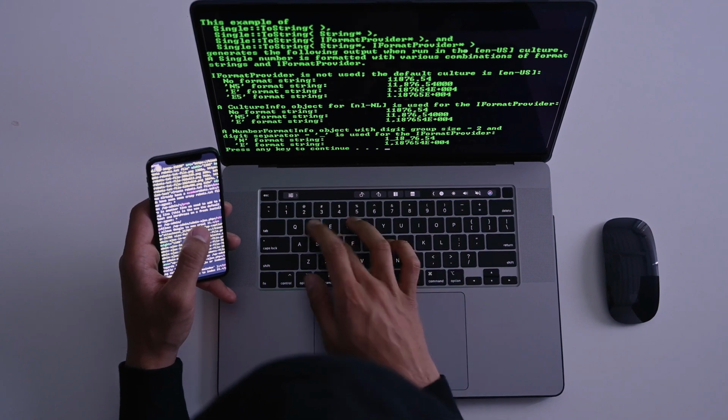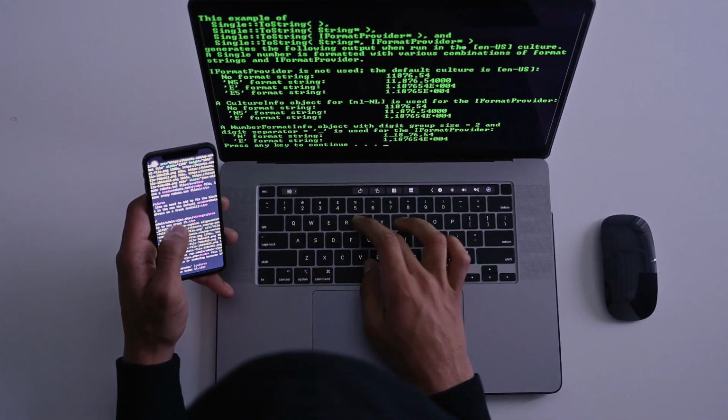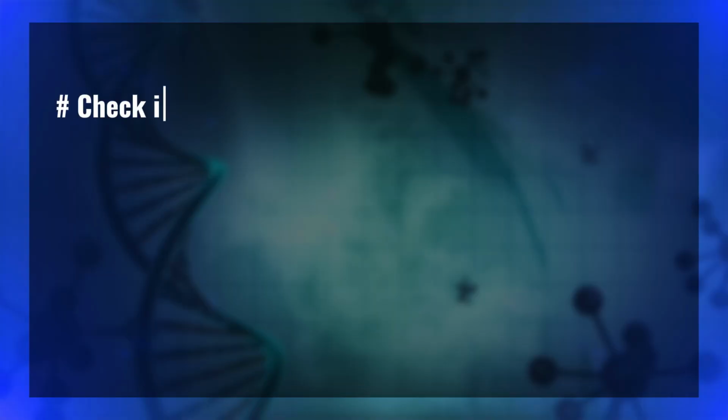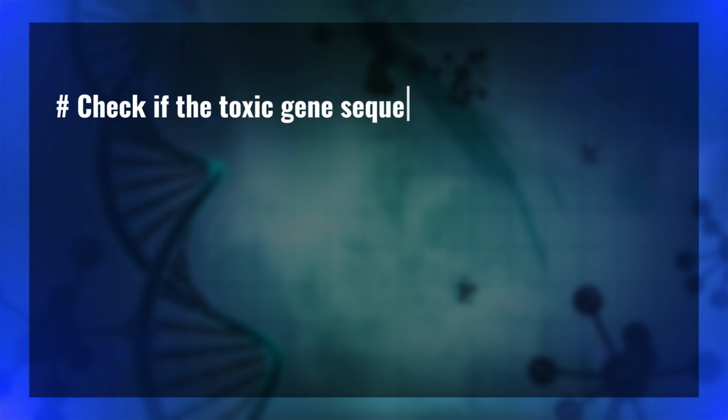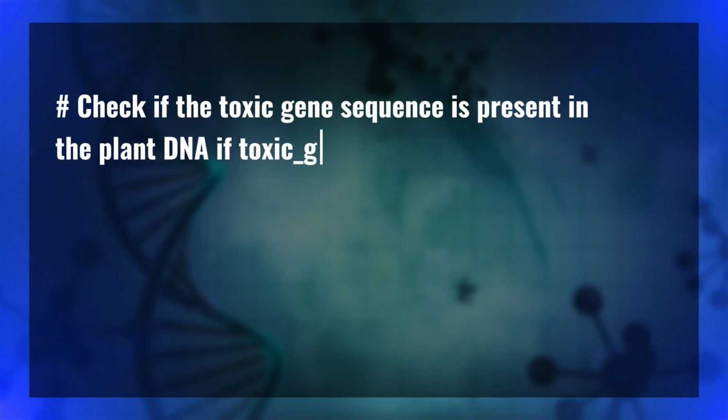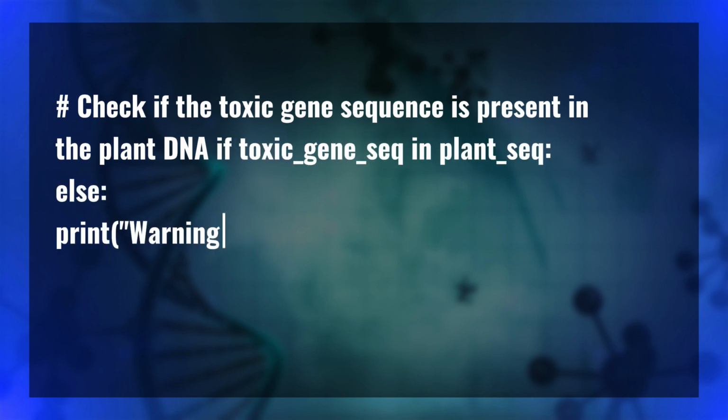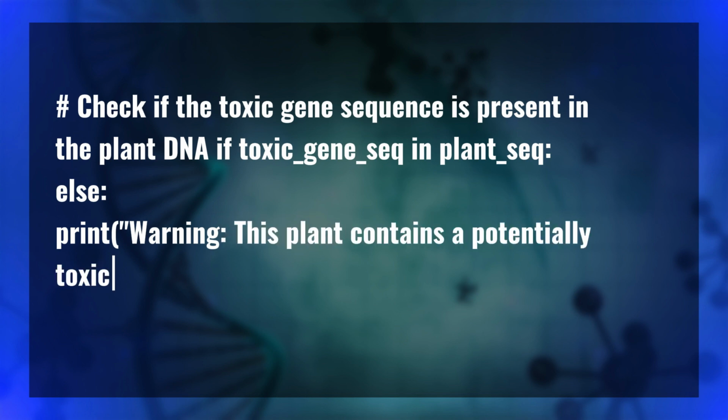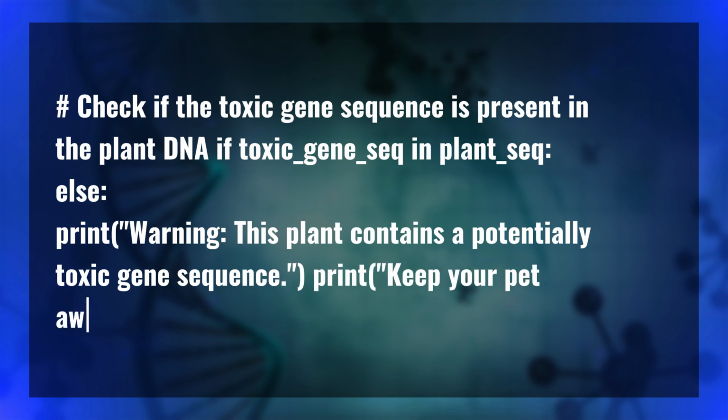What does this particular line mean? This particular line means that if I'm able to find this toxic gene sequence, which can be anything, which can be A, B, C, D, and your plant gene sequence can be A, B, C, D, if both of them are matching, you know that this A, B, C, D is a toxic gene sequence and your plant also contains A, B, C, D, that is again a toxic gene sequence, we'll print a warning: this plant contains a potentially toxic gene sequence.